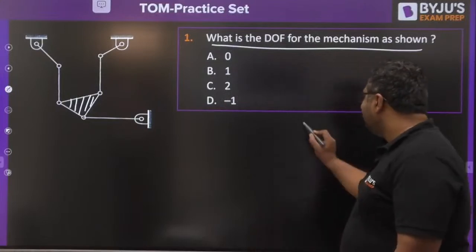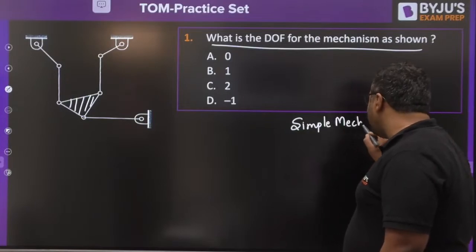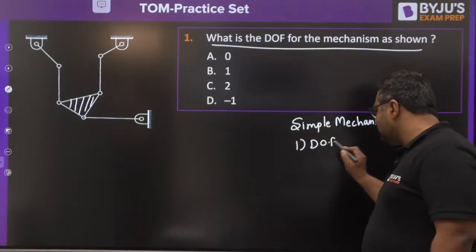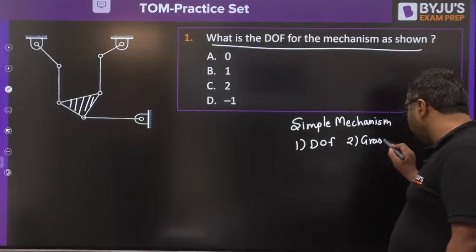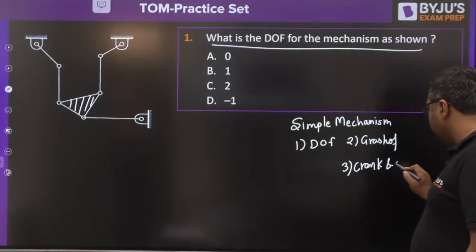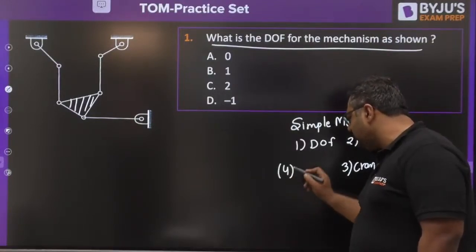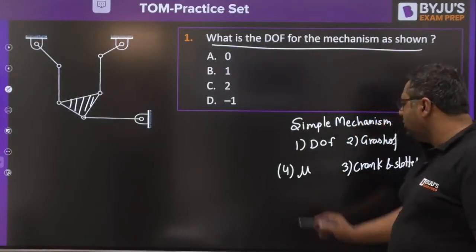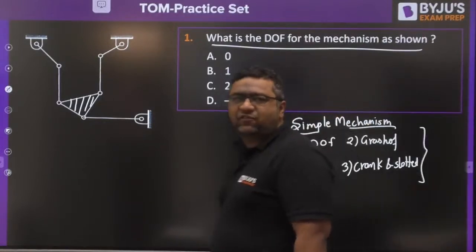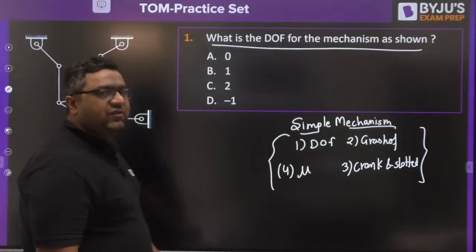I already told you that this question is from simple mechanism, and in simple mechanism the questions are being asked majorly from three topics. One is degree of freedom, second is Grashof law, and third is crank and slotted lever mechanism. And this time I have added one more topic from where sometimes questions have been seen in other exams, that is transmission angle. So we will be having questions in all these four topics from simple mechanism. This is the very first question in front of you guys. Just try to solve it and give me the answer for the degree of freedom for this given figure.